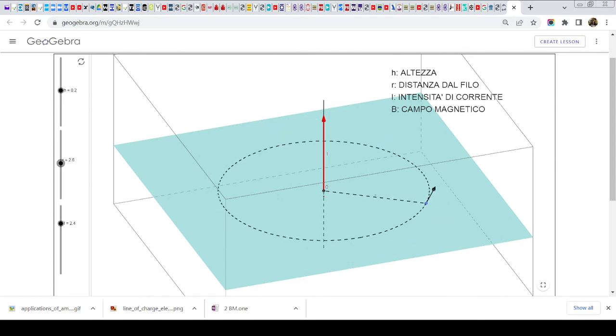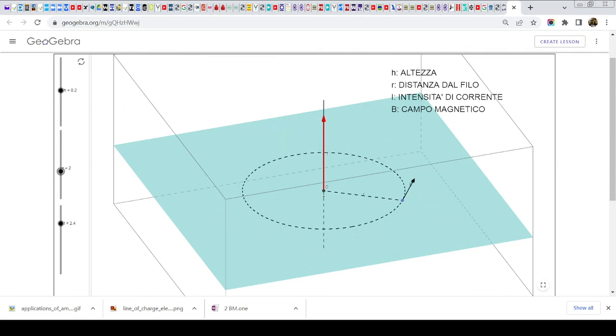So as you increase the distance from the wire where the current is flowing, you have a decrease. And this relation is that the intensity of this magnetic field is going to be inversely proportional to the square of the distance to the wire, at any given point around the wire. And this is what was found by Biot and Savart.